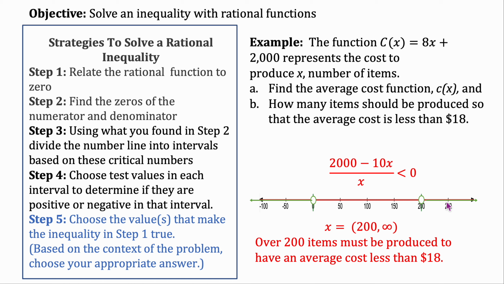We're only going to use the region here. So we only want x's that are over 200. So we have to produce over 200 items so that our average cost is less than 18. Anything over 200 items produced would give us a cost less than 18. So that is a little bit about solving an inequality with rational functions, and there's an application of that.